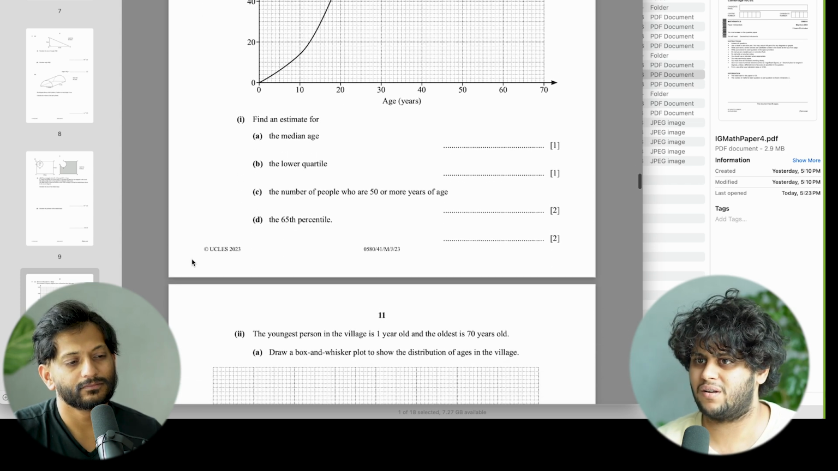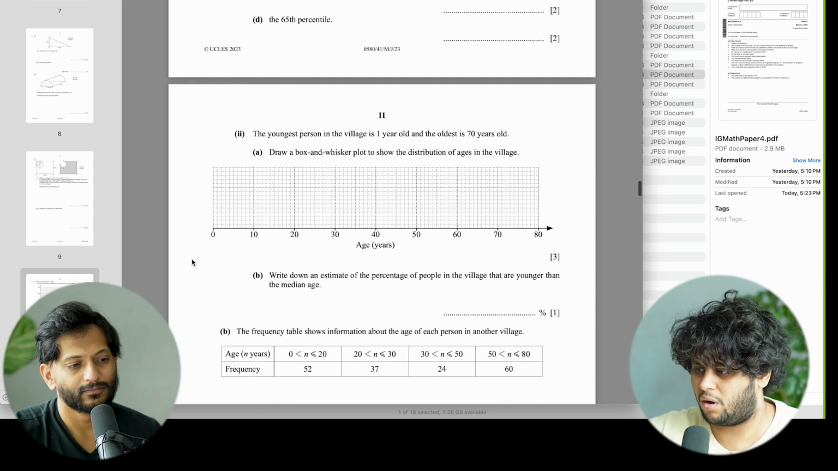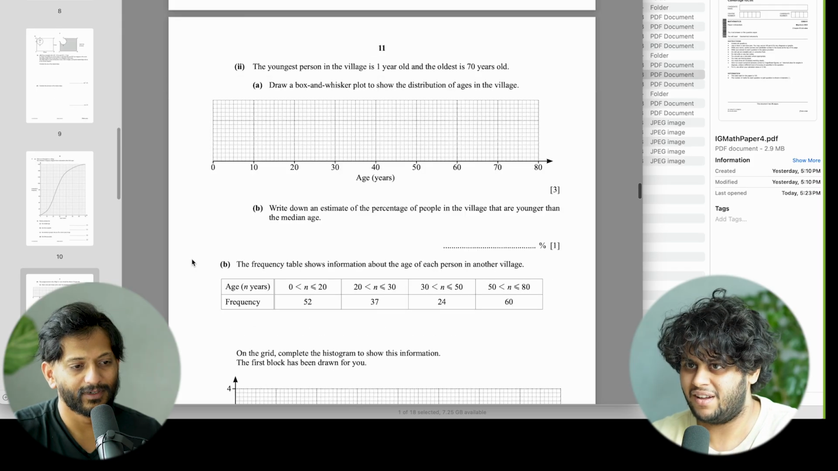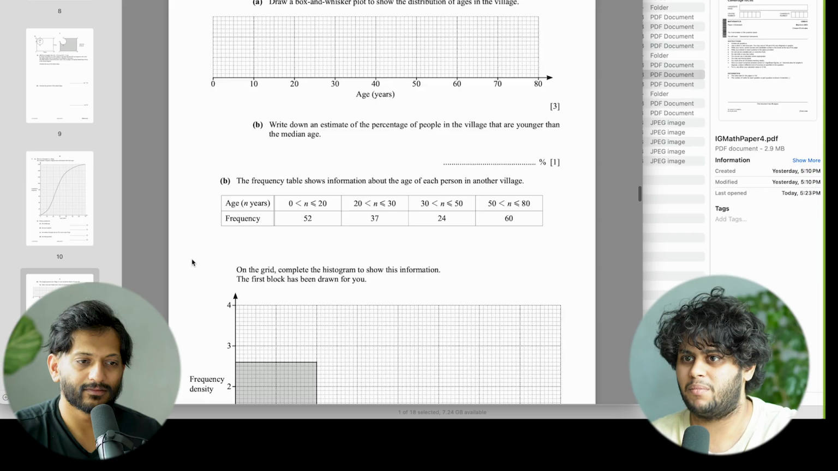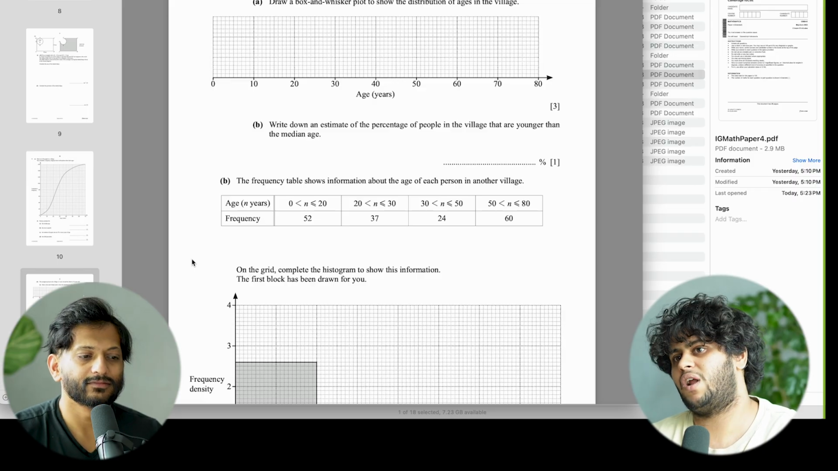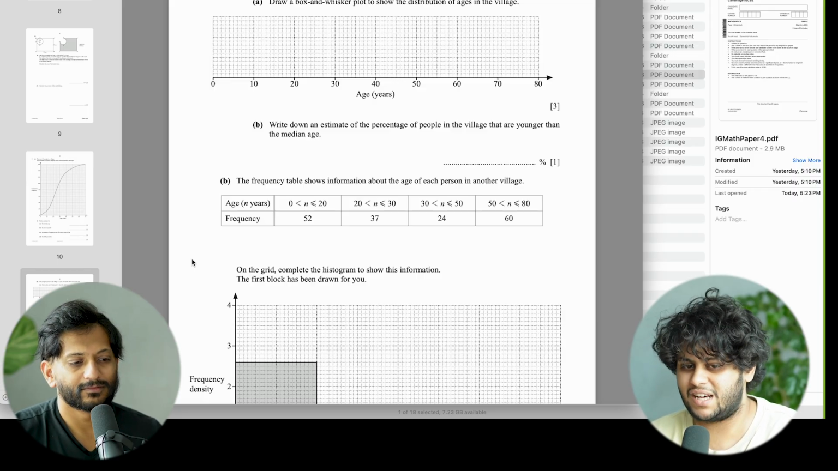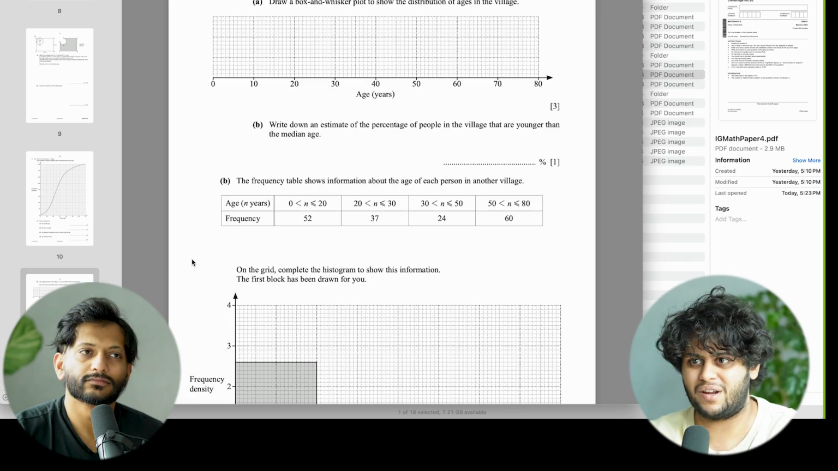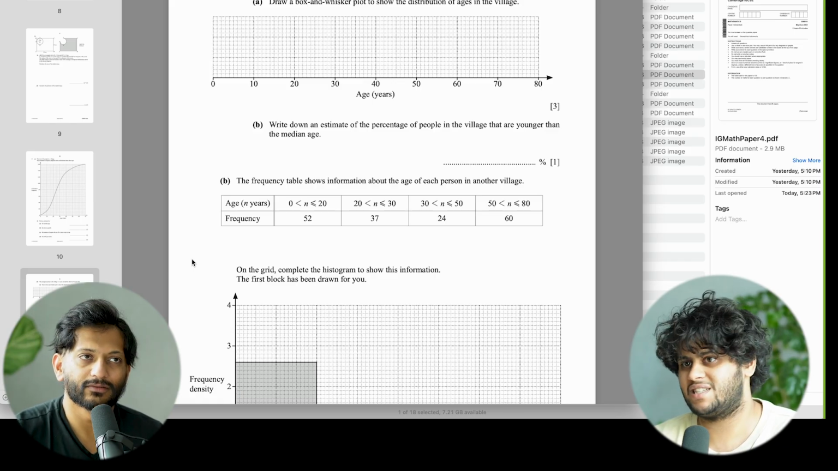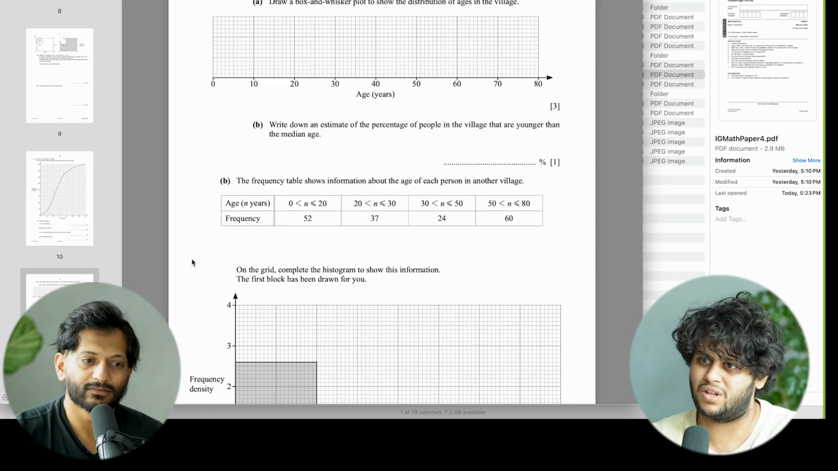Even if you go on further, you'll see you have to draw a box plot, but then it ends over there. There's no conclusion you're making depending on the statistics that you've done before, which is something you would have to do in an MYP paper. They will always ask you to analyze what you've calculated. So that's something IGCSE never asks you to do. You just need to know how to do the calculations.